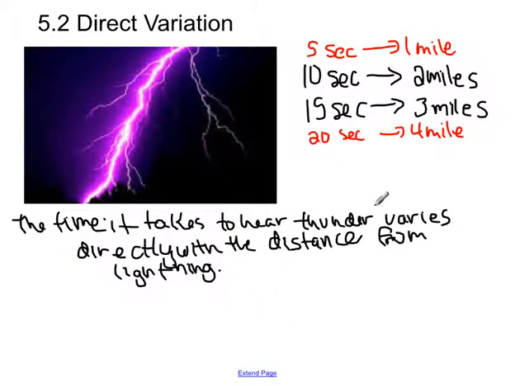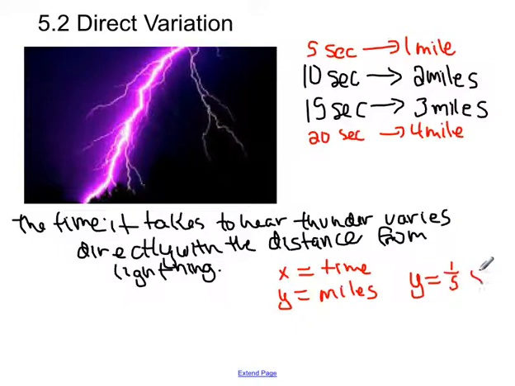Basically, if you take your input, we're going to let x be the time, and we're going to let y be the miles. There's a direct relationship between these, so we're going to be able to say y is equal to, well, we'll come up with how I got this later, 1/5 of the number. If I take 1/5 of 5, I get 1. 1/5 of 10, I get 2. 1/5 of 15, I get 3. 1/5 of 20, I get 4. So this is a direct relationship between x and y.